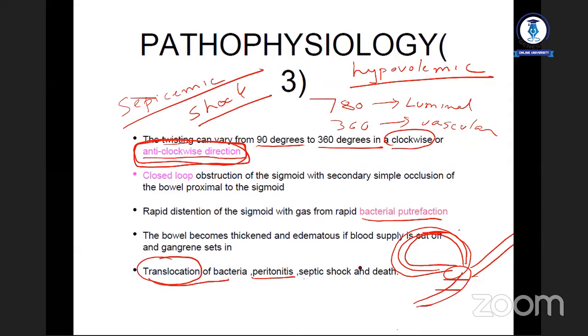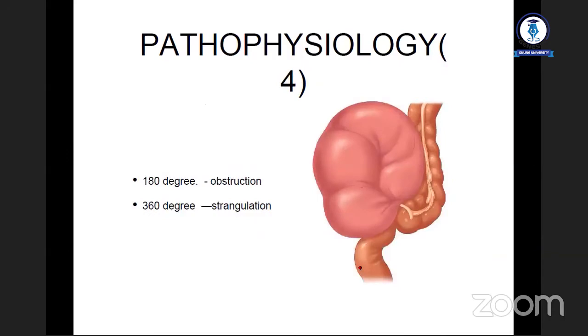And once septic shock has started, it's very difficult to reverse the patient. It usually ends up in death of the patient. So that's why what I'm saying is the patient has to be treated as early as possible. Okay, then the pathophysiology, and again, we have already discussed all those things.